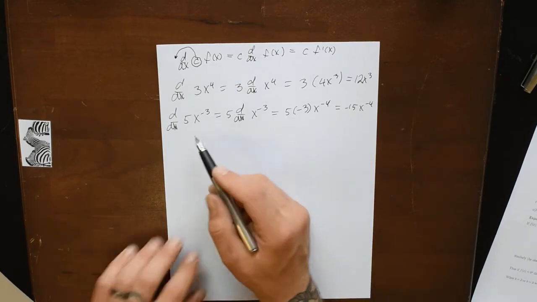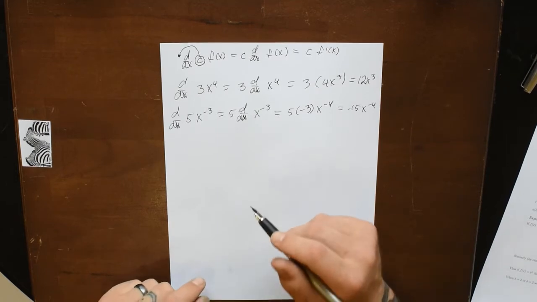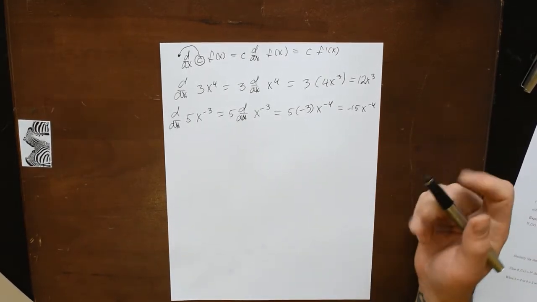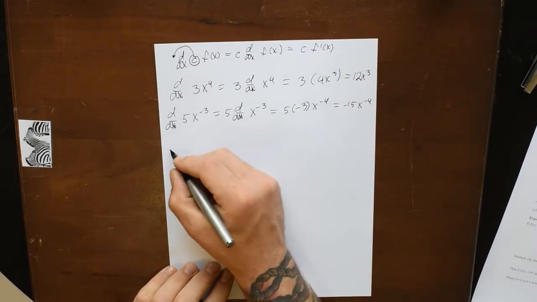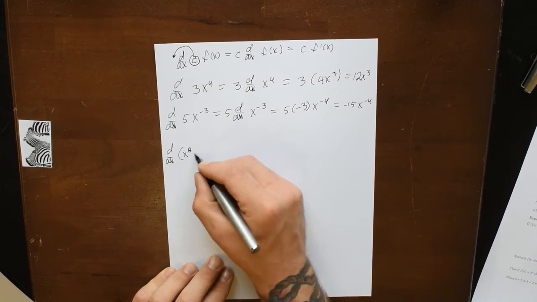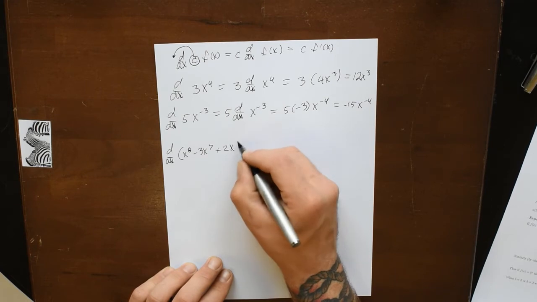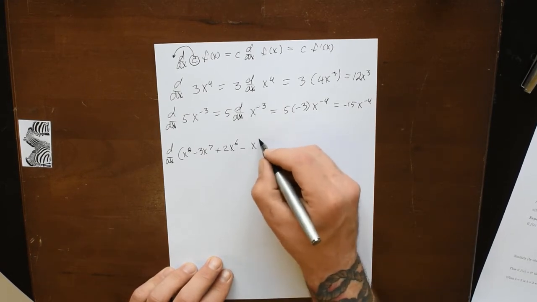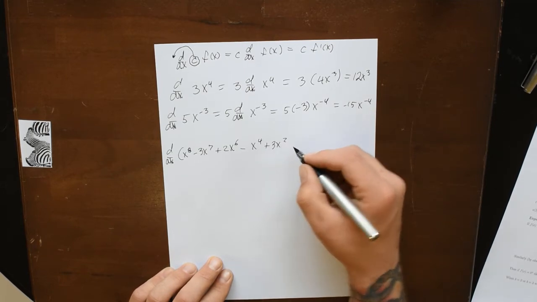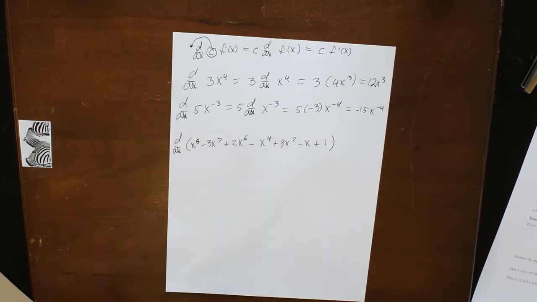So the same thing applies. Like I said, we can pull constants out. This really gets used to allow us to take the derivative of a polynomial. So if we want to take the derivative with regards to x of x to the 8 minus 3x to the 7th plus 2x to the 6th minus x to the 4th plus 3x squared minus x plus 1, that thing.